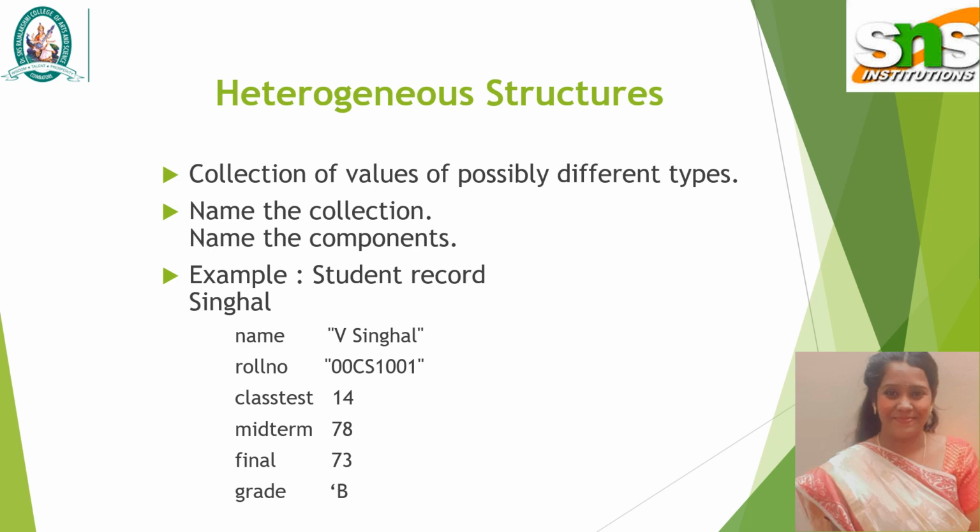For example, now consider these elements: name, roll number, class test, midterm, final, grade, etc. Name can be declared with the data type character, roll number can be declared with its own data type, and the class test, midterm and final can be declared as integer, and the grade can be declared as character. So these are a collection of different data types which can be shared by a common structure, where we can give a name to the particular structure.